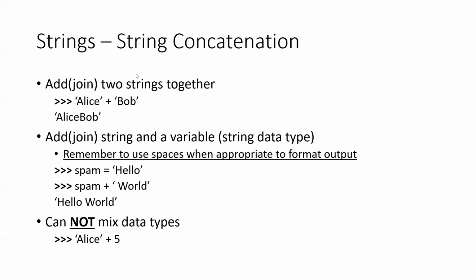String concatenation is when you add two strings together. For example, if we have Alice plus Bob, we're going to get AliceBob. Notice that there's no space here because we didn't put a space inside these quotes. We can also join a string and a variable. So say we had a string like this, hello, we can also say spam plus world, and we will end up with hello space world. Notice that we left a space in the front here in order to do that. We cannot mix data types, though, by using string concatenation. So in other words, if we try to do string concatenation here by adding 5 to it, it's not going to work.